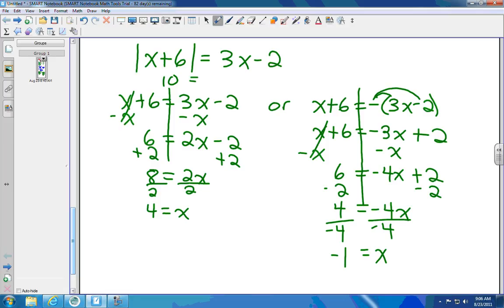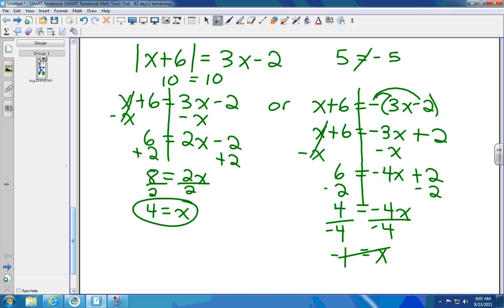And on the other side, what are you going to get? 3 times 4 would be 12 minus 2 is 10. So 4 checks out. So you need to check negative 1. If you put negative 1 in there, what are you going to get? Negative 1 plus 6. Somebody said 5. You got 5 on this side. You put negative 1 in there, what are you going to get? You have negative 3 here, and then minus 2 will be negative 5. That's not correct. So x equals negative 1 is not an actual answer.